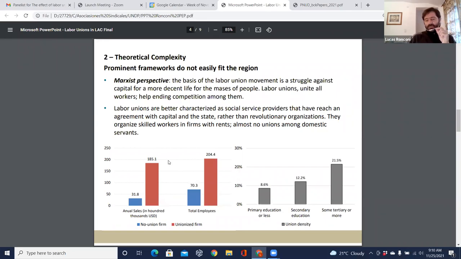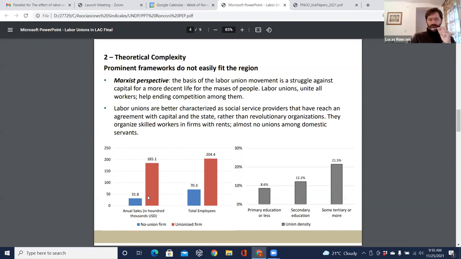When you go to some basic descriptive statistics, you will find that in the region, for example, unions are very likely to organize high-skilled workers. Union density among people with tertiary education or more is 21%, with only secondary education, 12%, with primary education or less, below 10%. So unions focus on skilled workers and also focus on big business, on those who have big rents.